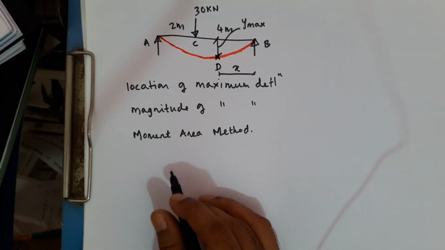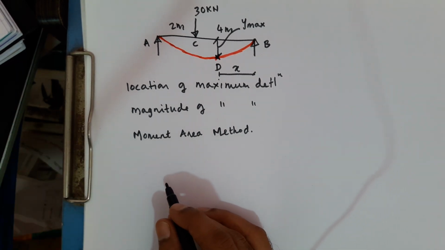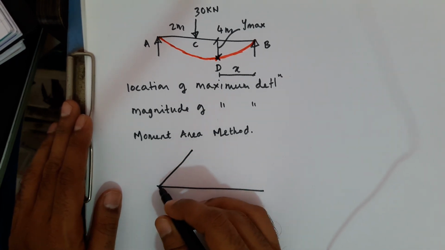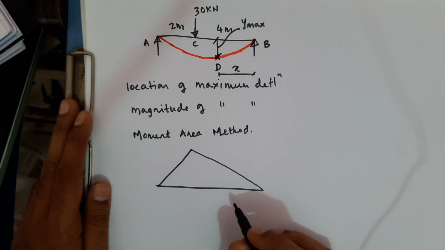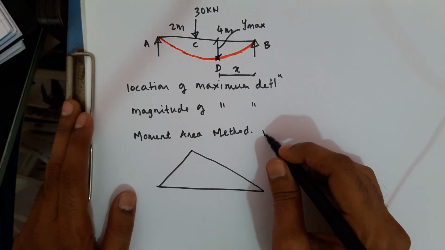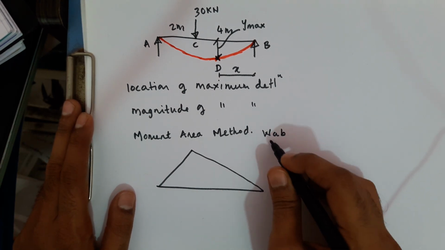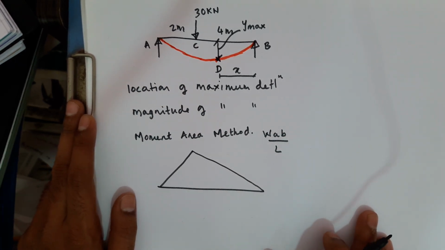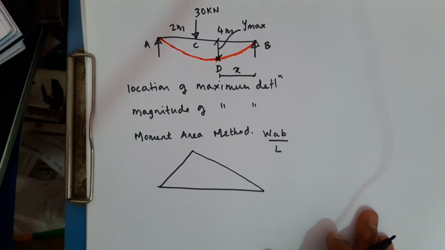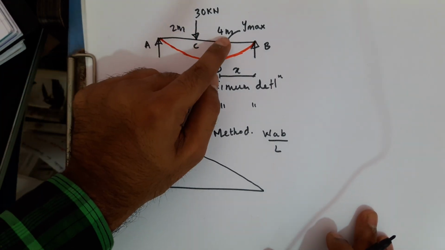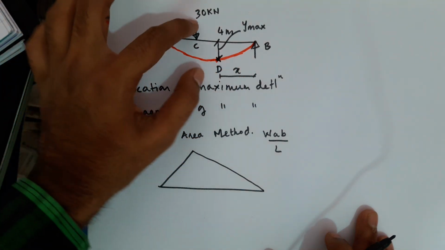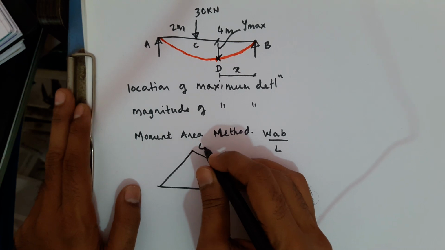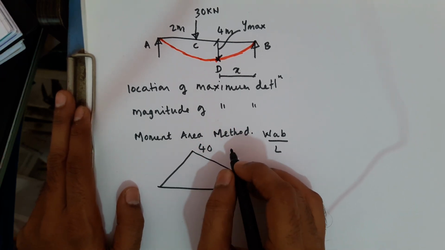So here I will draw the bending moment diagram. It will be like this. At C you will have maximum bending moment. The formula for this is W A B by L, for the maximum moment when a simply supported beam is subjected to an eccentric point load. A is 2 meter, B is 4 meter, L is 6 meter and W is 30 kilonewton. After solving you will get this as 40 kilonewton meter.